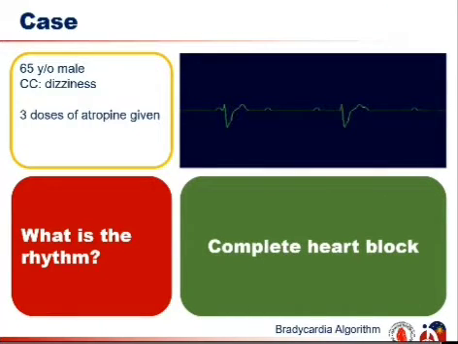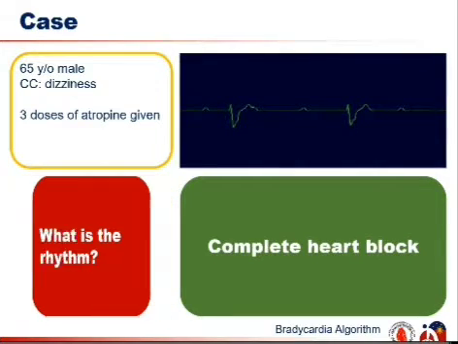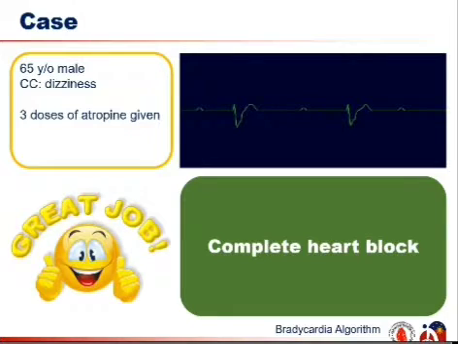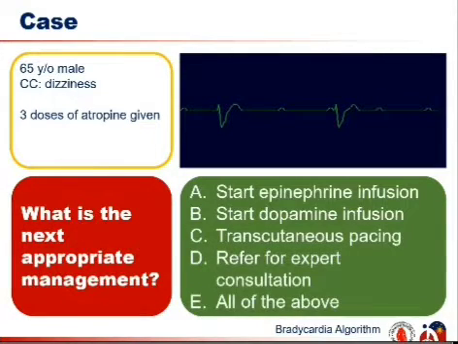The answer is complete heart block, because the rate is low with no recognizable consistent relationship between atrial and ventricular activity, which is characteristic of atrioventricular dissociation. Did you get it? Good job! What is the next step? A. Start epinephrine infusion. B. Start dopamine infusion. C. Transcutaneous pacing. D. Refer for expert consultation. Or E. All of the above.